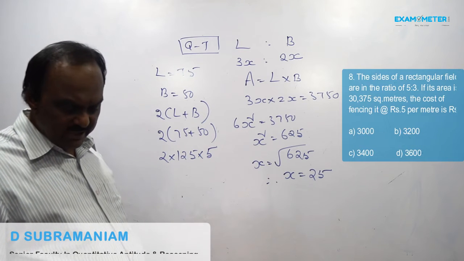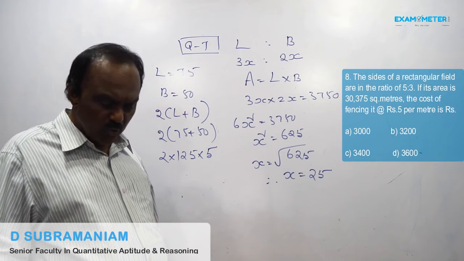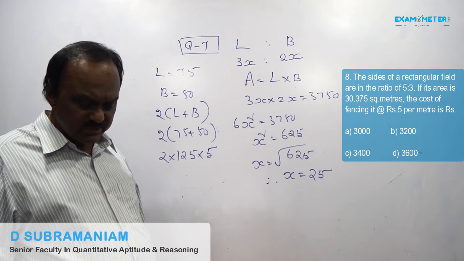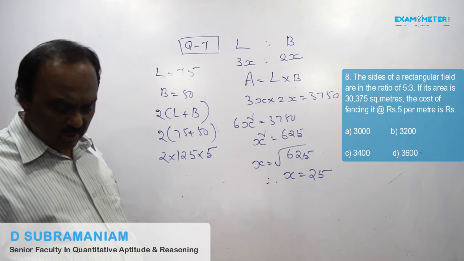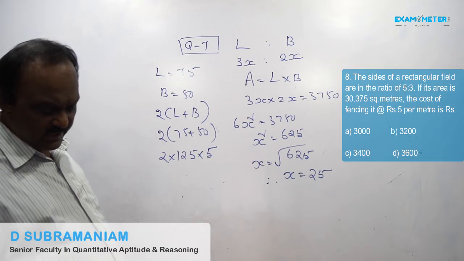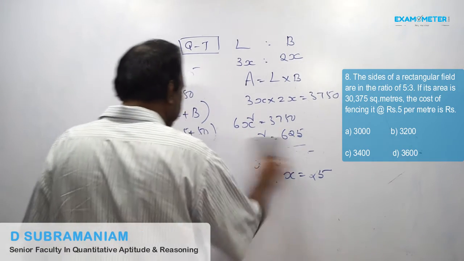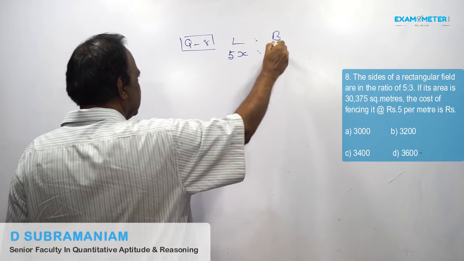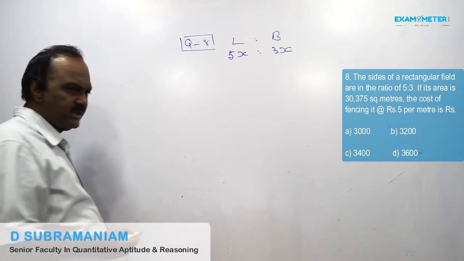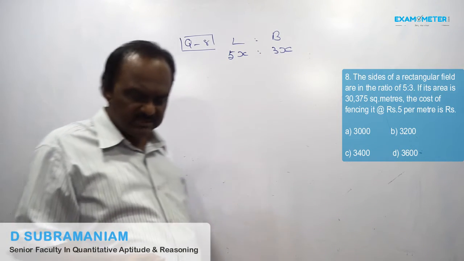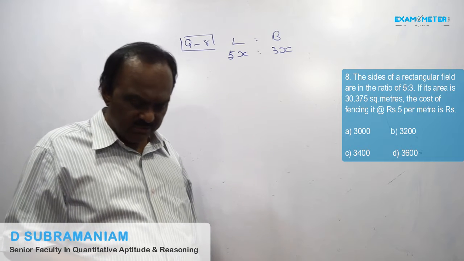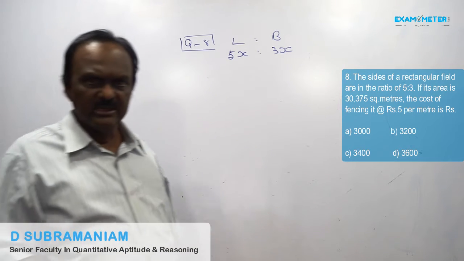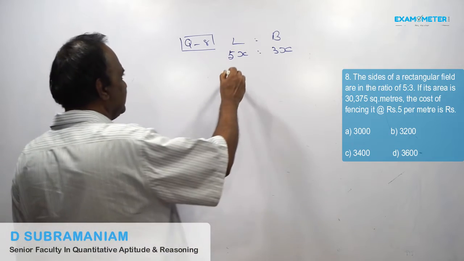Question number 8. The sides of a rectangular field are in the ratio of 5:3. If its area is 30,375 square meter, the cost of fencing around it at the rate of rupees 5 per meter is. Length we will take it as 5x, breadth we will take it as 3x.